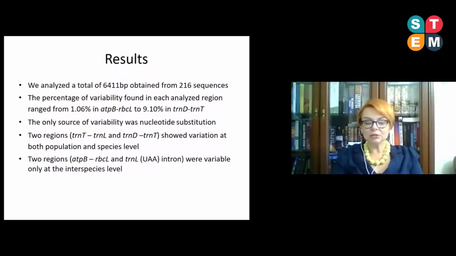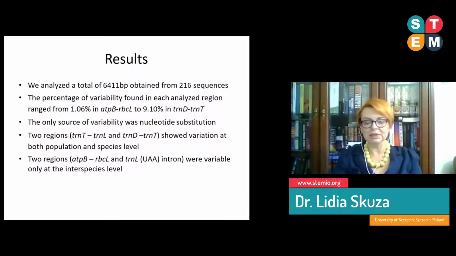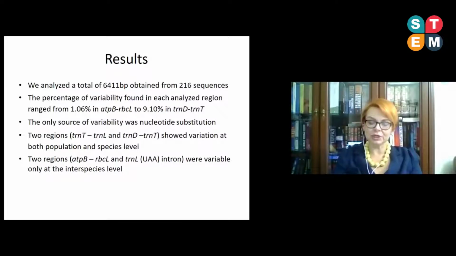We analyzed a total of over 6,400 base pairs obtained from 2016 sequences. The percentage of variability found in each analyzed region ranged from about 1% in ATPB-RBCL to over 9% in given intergenic spacers. The only source of variability was nucleotide substitution.